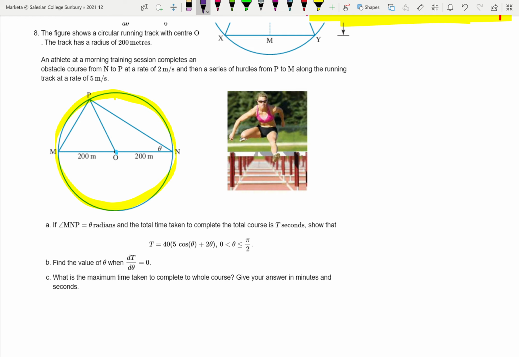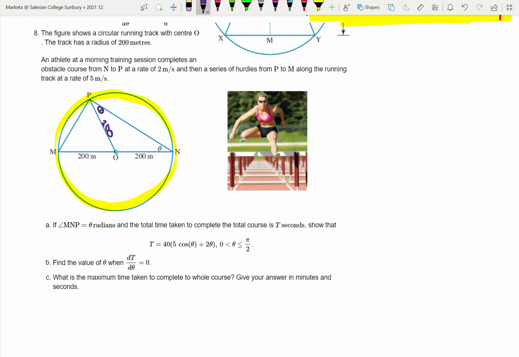So for example, I'm going to put a 200 here because that's the radius as well. So any radius of the circle is going to be 200. I wouldn't put that one in, but anywhere I had that line, I would put it in. This triangle has two sides the same, so it means that these two angles are also going to be the same.